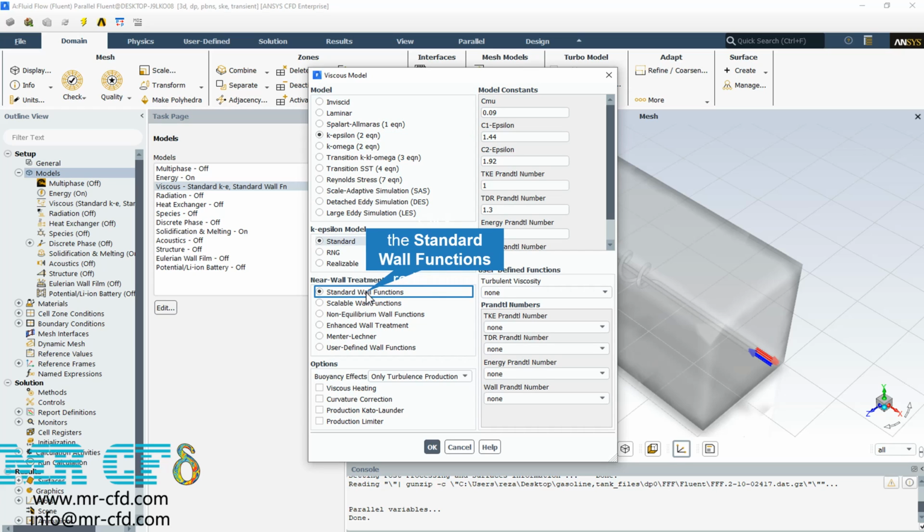In the near wall treatment option, we select the standard wall function. Because if the K-epsilon turbulence model is used, like in this simulation, it is not possible to simulate flow vortices near the walls. So a wall function must be defined, that is a standard wall function for this simulation, to investigate the fluid behavior near the wall.